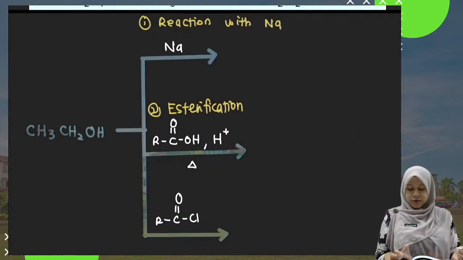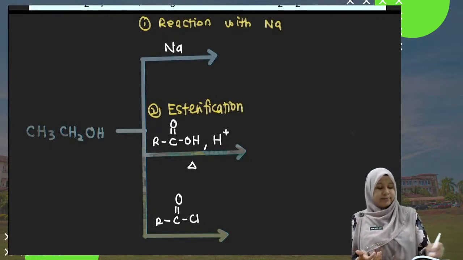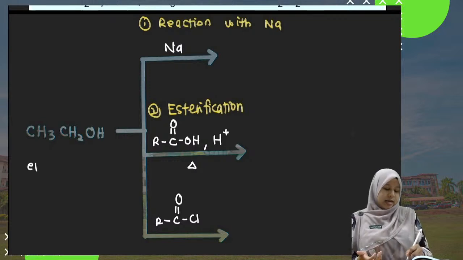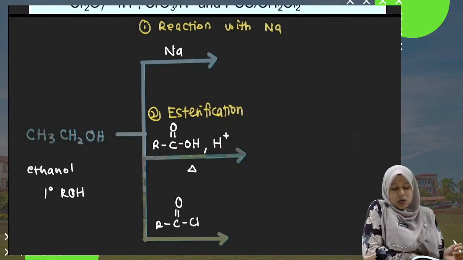Okay, we go first for, I choose here ethanol. Saya pilih ethanol. Ethanol is a primary alcohol. So kita tengok reaction yang pertama, when ethanol reacts with sodium. Yang ni example dia. So ethanol reacts with sodium.